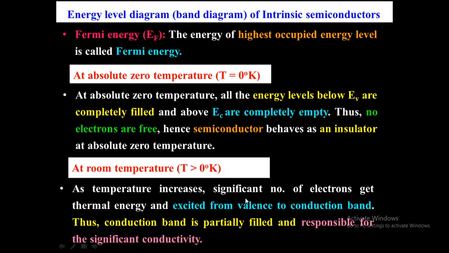So today we have seen the energy level band diagram of an intrinsic semiconductor at 0 degree Kelvin and above 0 degree Kelvin, and we have also covered the terms related to that energy level diagram, that is valence band, conduction band, forbidden energy band gap, Fermi energy level, etc.